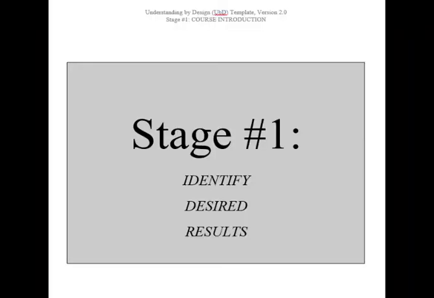So let's get started. Part of the Understanding by Design planning process is getting everything written down so you, the subject matter expert, the instructor, or the course designer, have a framework to build your big idea. And so that's where we're going to start. We're going to start off with Stage One, where we're going to identify the desired results.